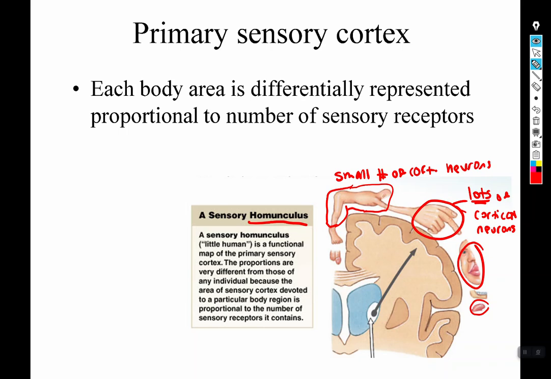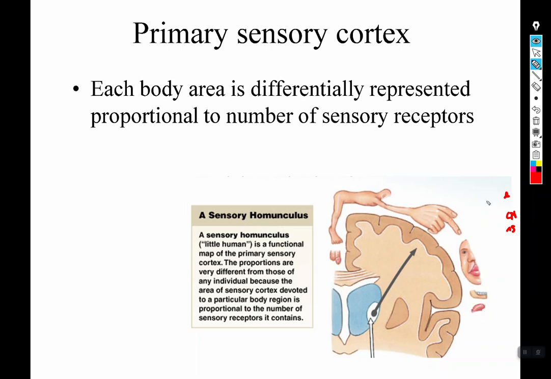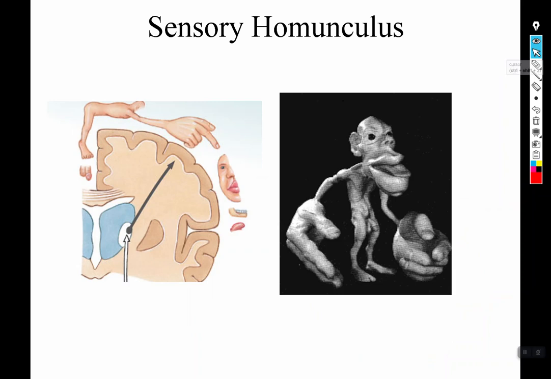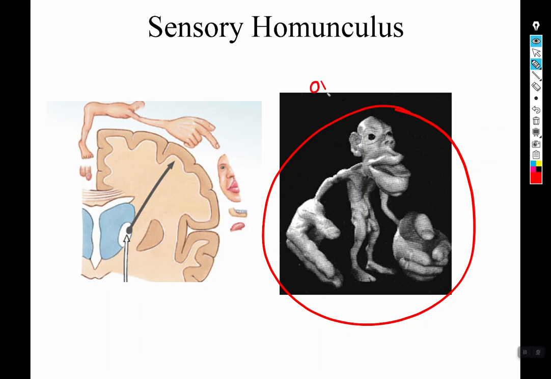So the number of sensory receptors is what determines the largeness of the cortical area associated with that body region. So if you put that all together, what you get is a sensory homunculus, which looks like this, which is disturbing. It's a little man with skinny arms and legs and a tiny torso, and then giant hands and a giant face. Interesting.